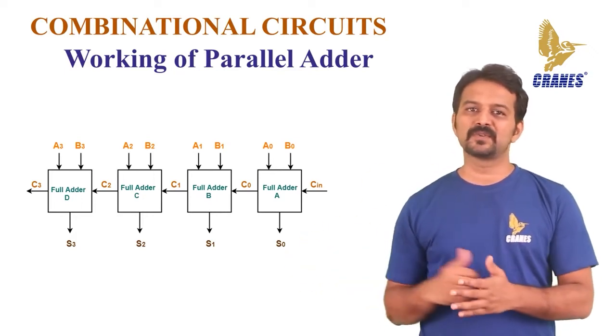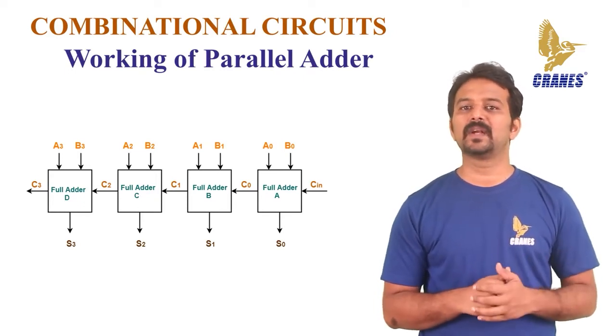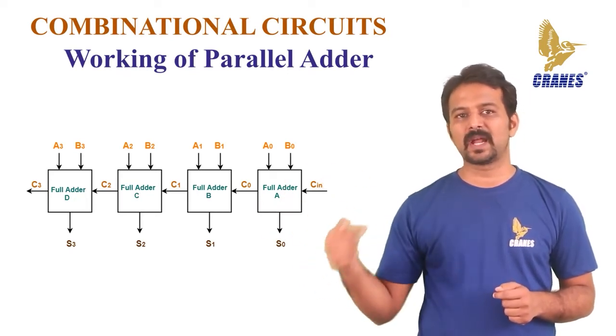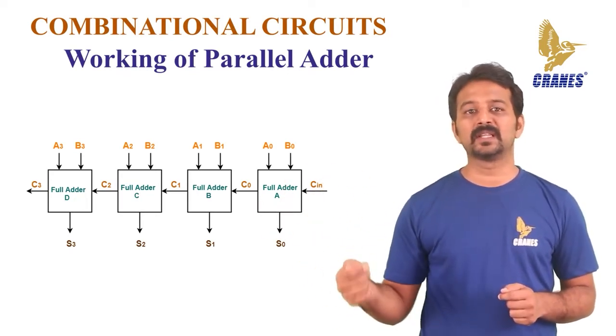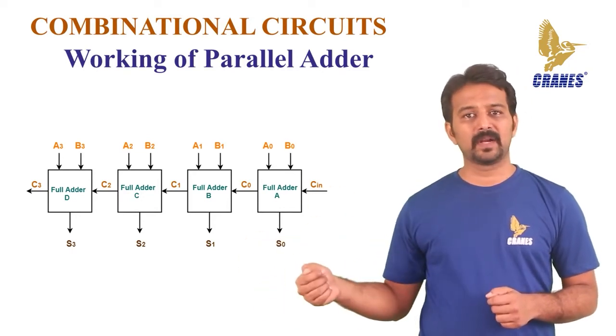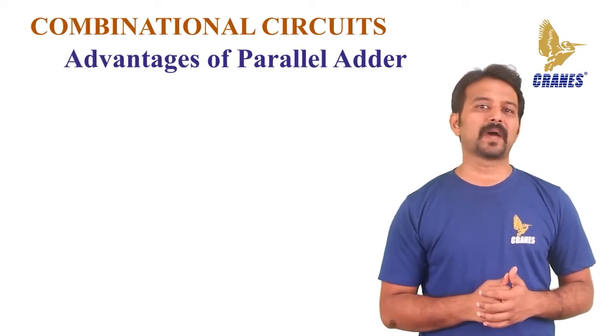The process continues till the last full adder, FAn, uses the carry bit Cn-1 to add with its inputs An-1 and Bn-1 to generate the last bit of the output along with its carry bit, Cout. Let's look at the advantages of a parallel adder.